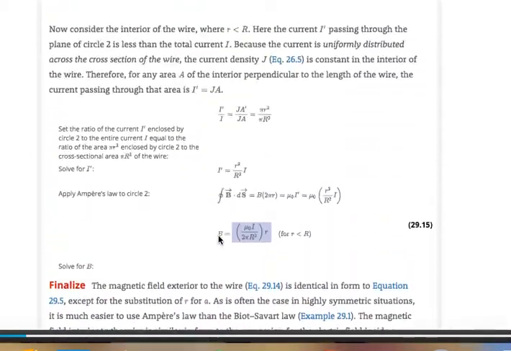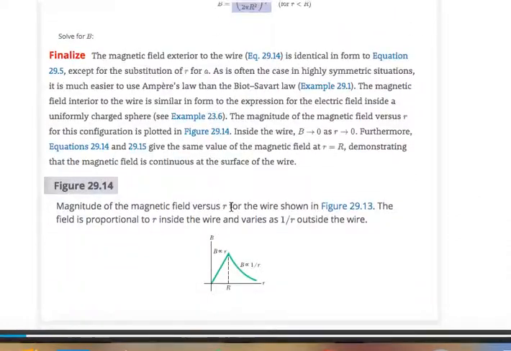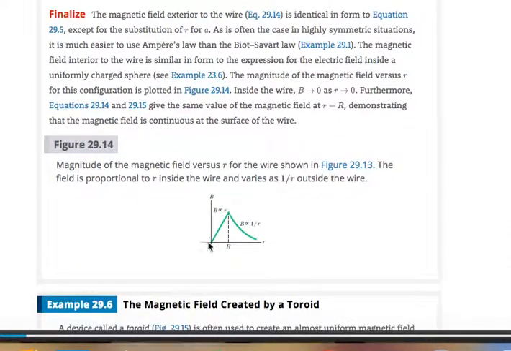Which means, for a wire, the total magnetic field inside the wire is proportional to the amount of current inside that wire. But then as you move away, it's got that 1 over r relationship.